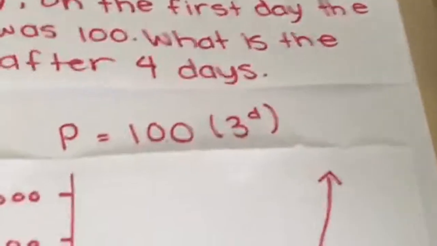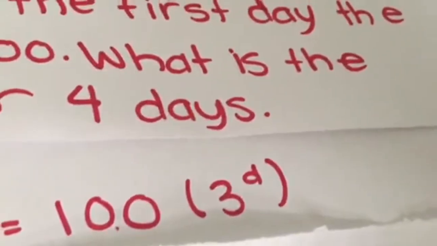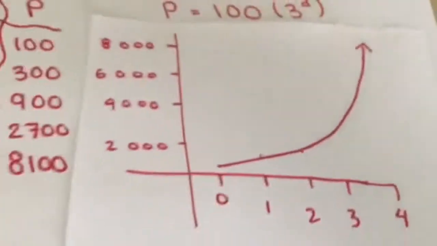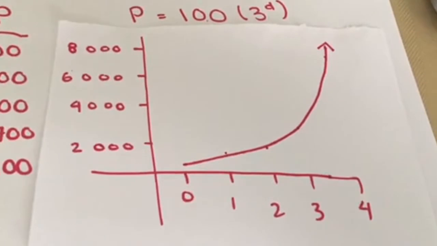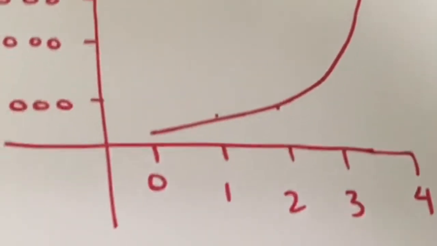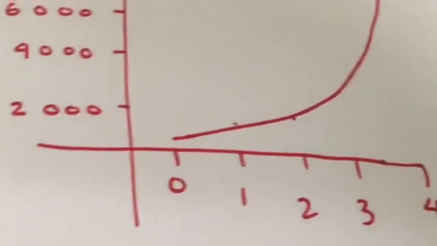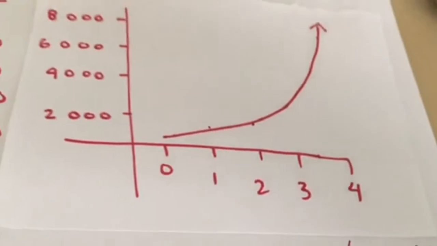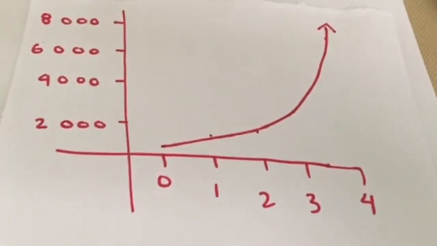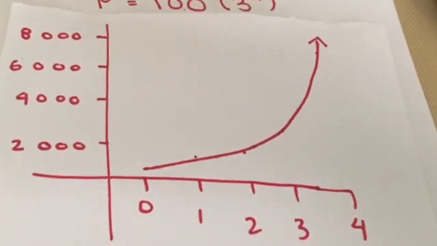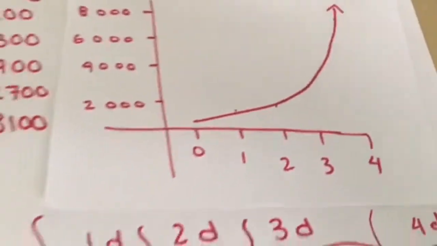Here's the equation. P population equals 100(3)^D, because we're finding the day. Here's the graph I made. The bottom here is the day, and over here is the population. As you can see, 0 is at 100, 1 is at 300, 2 is at 900, and 3 is at 2,700, all the way up here.